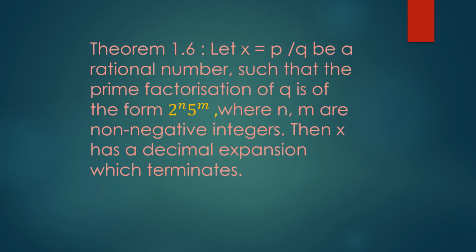Now here's the statement of Theorem 1.6. Before, I explained to you Theorem 1.6, and now I am putting the statement. Let x is equal to p upon q be a rational number such that the prime factorization of q. You remember in the previous slide we saw 3 examples where we did the prime factorization of the denominator. So denominator means q. Prime factorization of q is of the form 2 power n 5 power m. Remember that the powers were not equal, we converted them into equal powers. So where n and m are non-negative integers, then x has a decimal expansion which terminates.